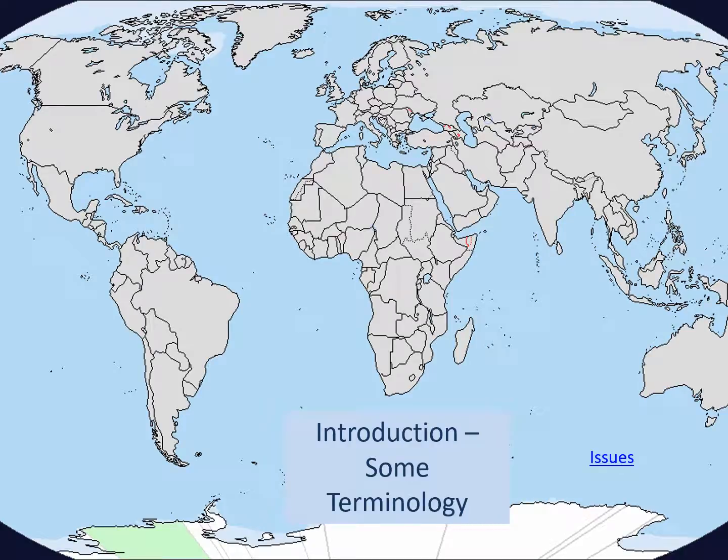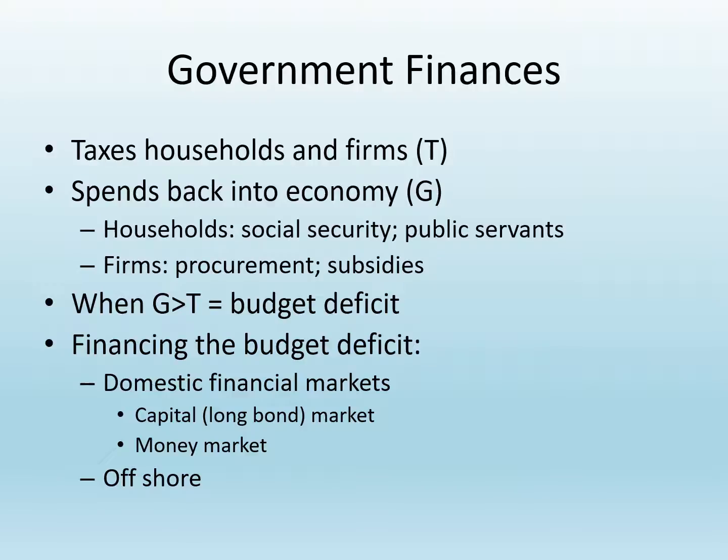Before we begin that discussion on stabilization policy within the context of government, it's just useful to introduce and firm up on certain amounts of terminology. So this is really, in many cases, a repeat of what we said a moment ago. From a terminological perspective, government taxes households, it spends back into the economy, either as social security or on public servants. When expenditure exceeds taxes, we have a budget deficit.